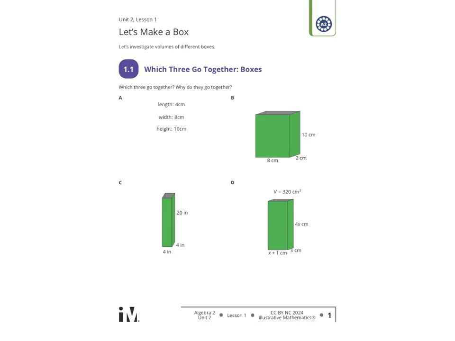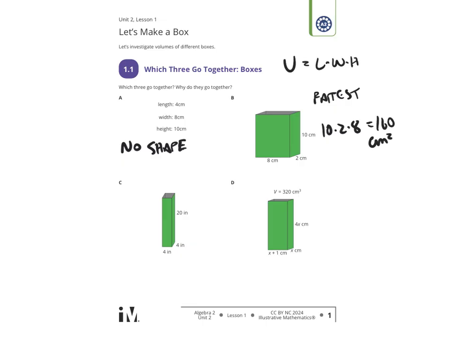So, if you picked this one, you can say A has no shape. If you're just looking at them, B looks the fattest. But if you calculate the volume, remember volume of a cube equals length times width times height. If you calculate 10 times 2 times 8, you get 160 centimeters squared. Everything else is 320.